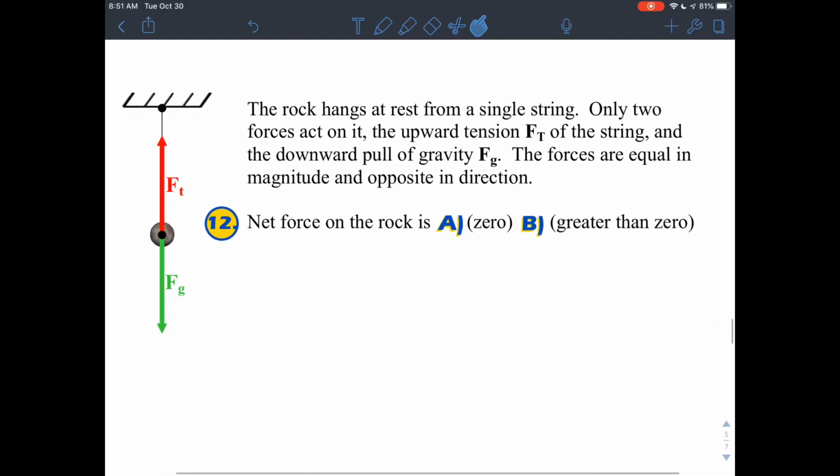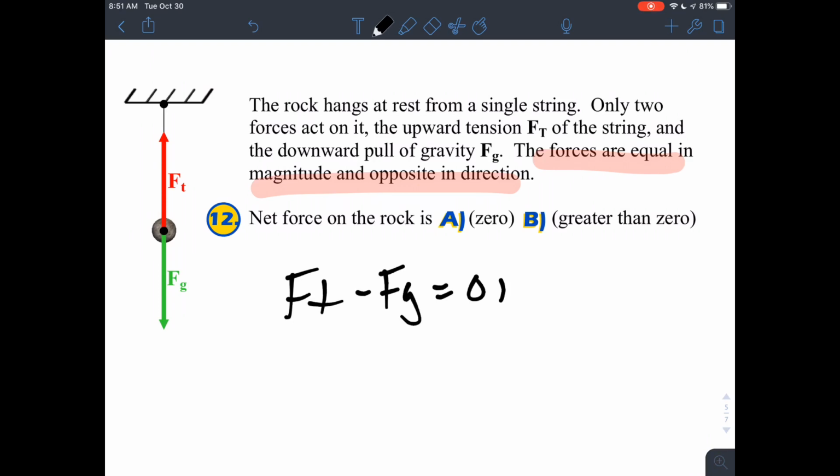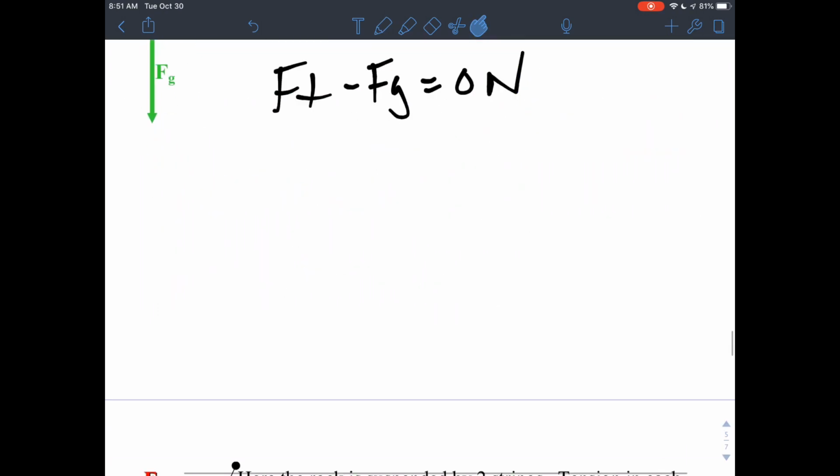Now, the last example here, we've got a rock hanging at rest from a single string. Only two forces are acting on it, the upward tension Ft of the string, and the downward pull of gravity, Fg. The forces are equal in magnitude and opposite in direction. So the net force on the rock is what? Well, again, they're telling us that the forces are equal in magnitude and opposite in direction. So that just means that Ft minus Fg equals 0. They do, in fact, cancel one another out. Our rock is in equilibrium.